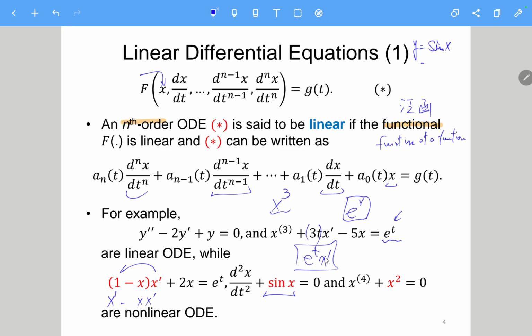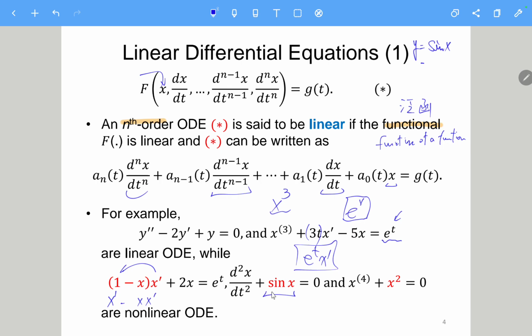So we only consider whether we have multiple terms of the unknown function or its derivative multiplied together. Here, if we have x times x prime, this is not linear. And if we have x times sine of x, it is not linear.